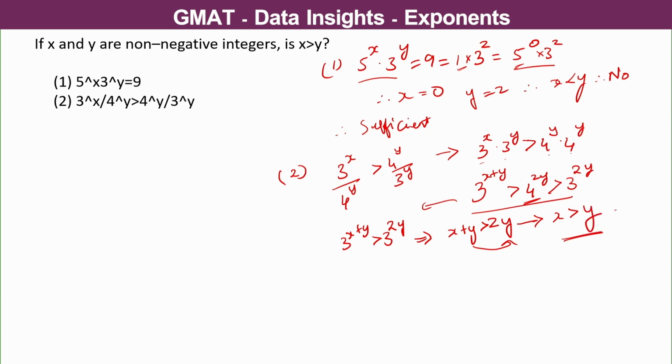So, your answer is yes. Therefore, you can definitely say that yes, x is greater than y. Therefore, this is sufficient to answer the question. When each statement alone by itself is sufficient, the answer becomes option D. Let us look at the next question.